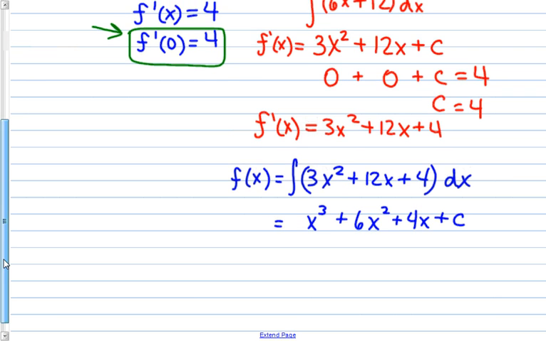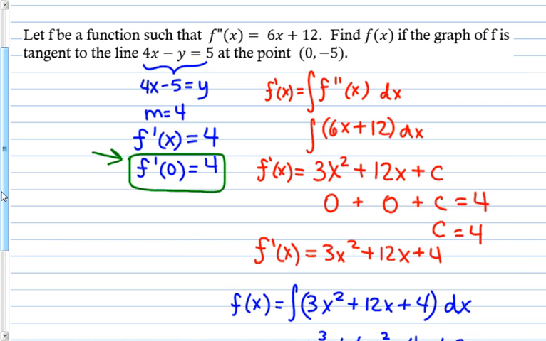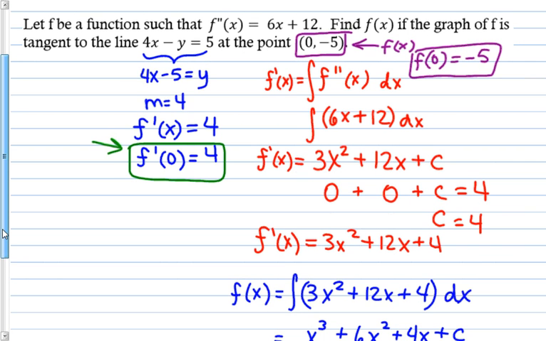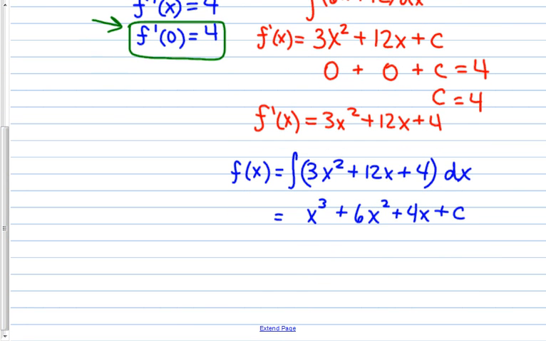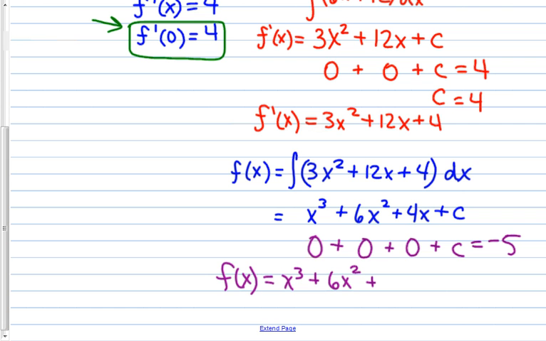Now, if you go back to the information they gave us, I only had this green box here, which is the only thing I figured out. But they did tell us something else right here. This belongs to f of x. What this is saying is when I plug in a 0 to my function, it equals negative 5. So here's my other initial condition. When I plug in 0, I get negative 5. So I'm going to use that down here. When I plug in 0, I get negative 5, so c is negative 5. So f of x equals x cubed plus 6x squared plus 4x minus 5. And there's my answer.